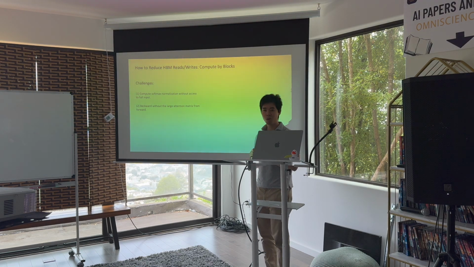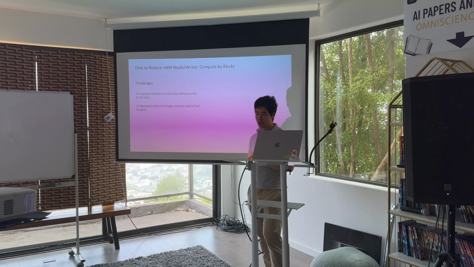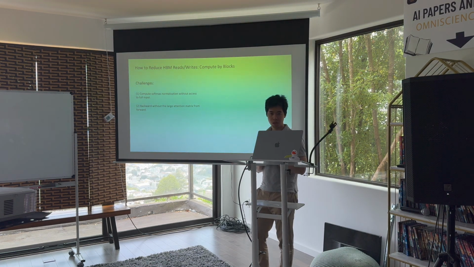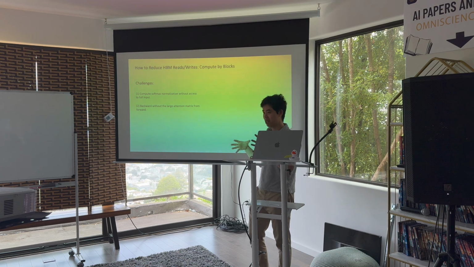These ideas are quite old, but with attention there are some challenges. For example, the softmax requires this kind of row-wise reduction, and that makes it hard to do kernel fusion. And in the backward pass, if you want to compute gradient, you presumably need to store the intermediate n by n matrices from the forward pass to compute gradient in the backward pass.